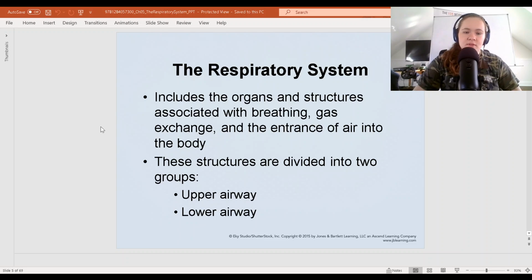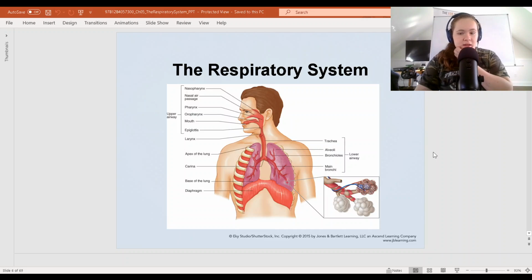So in the respiratory system, we've got the organs and structures associated with breathing, gas exchange, and the entrance of air into the body. These structures are divided into two groups, the upper and lower airways. In the upper airways, we have the nasopharynx, the nasal air passage, pharynx, oropharynx, the mouth, and the epiglottis. The epiglottis, by the way, is the flap that controls the intake of either air or liquids or solids going into either your respiratory system or your digestive system.